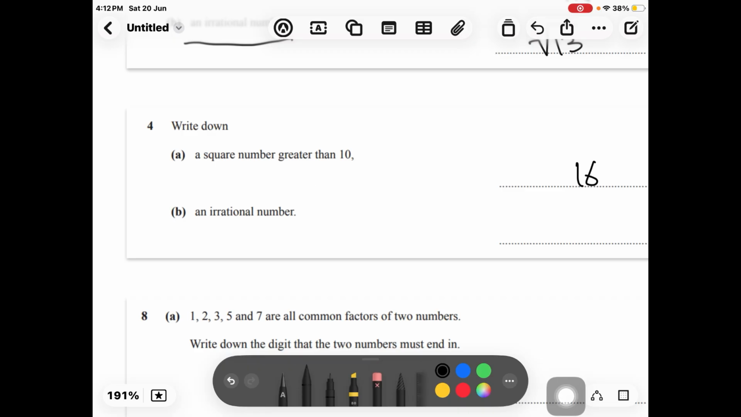And that's it. Next, we have an irrational number. Irrational number, as I said, you can write any root 2, root 3, root 5. But you can't write root 4 because root 4 equals 2. So make sure it's any number that's not a square number. Or you could just copy root 2 or root 3. So I'll just write root 2 here.